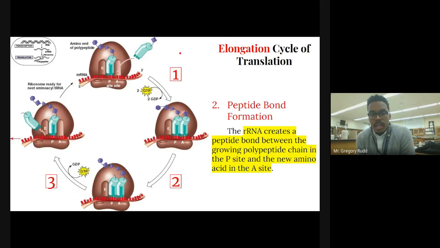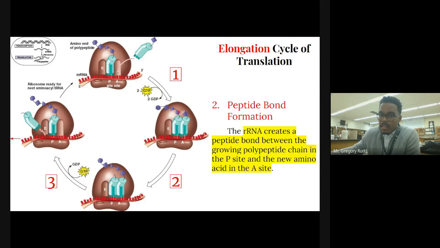The second part of elongation is called the peptide bond formation. So the ribosome is actually going to form peptide bonds between these amino acids, contributing to a growing polypeptide chain. So the polypeptide chain is growing.